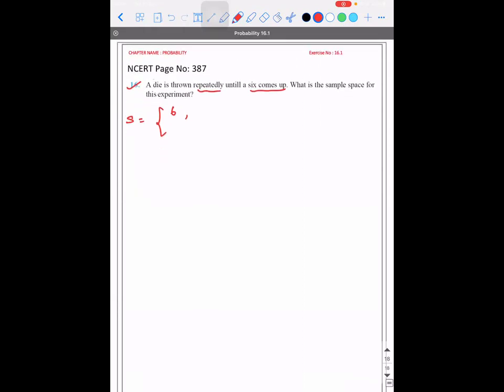Yeah, then what will you get? 1, 6. Here you need to use a comma because you're dealing with numbers. 1, 6, 2, 6, 3, 6. It will go on till 6, 6. Then what is the other possibility? You can get 1, 1, 6, 1, 2, 6, 1, 3, 6.